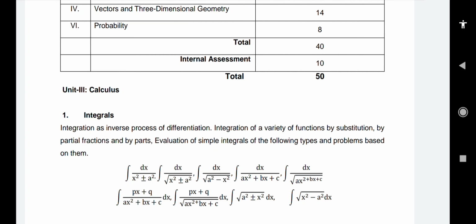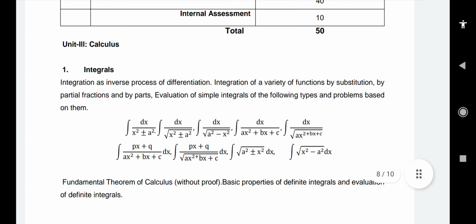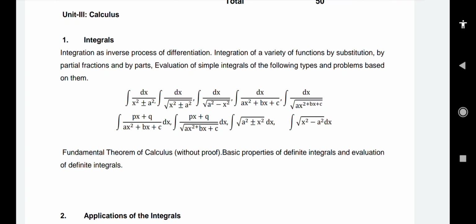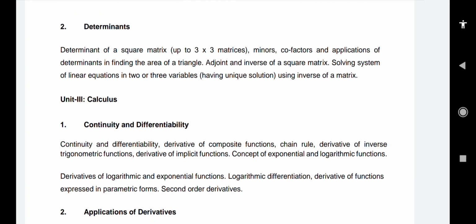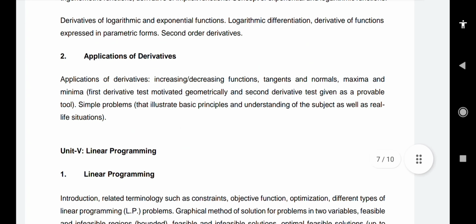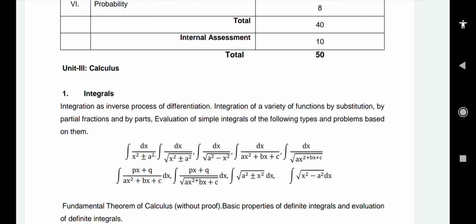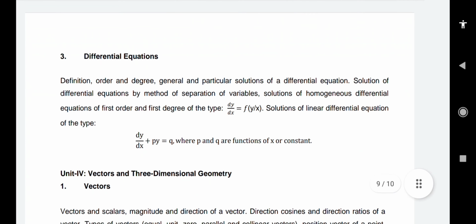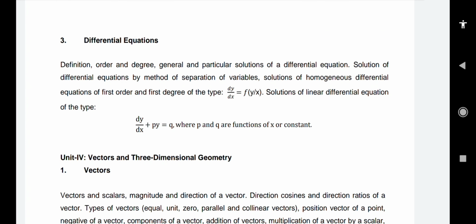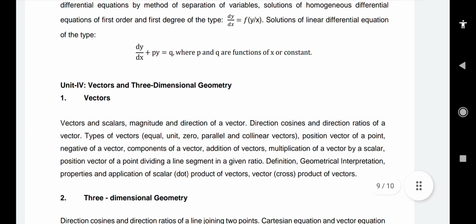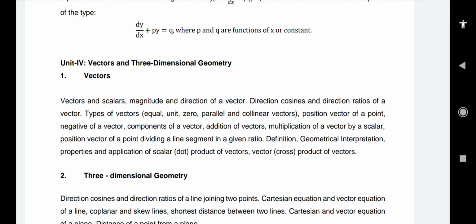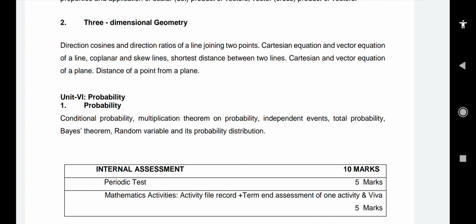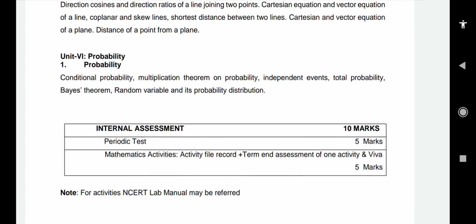Now in calculus you have integrals. Continuity and differentiability is for term 1, see here, and for term 2 it is integrals. And then the second chapter is applications of integrals. And also this chapter is present, differential equations. These are the 3 chapters present in calculus. Now you have vectors and 3D as the chapters. In probability you will have probability as a chapter itself.